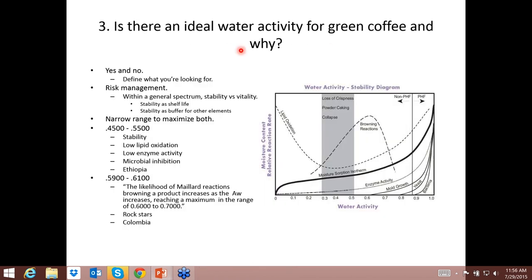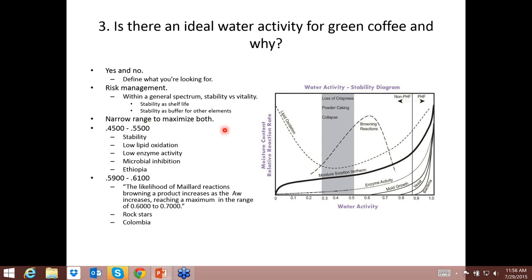Okay, is there an ideal water activity for green coffee and why? Well, we've already spoken about this some. We have yes and we have no. It depends on what you're looking for. If you're looking for long-term stability, based on our data, what I'm saying to my bosses is yes. We want to be down in this range, 0.45 to 0.55. And this is a Decagon chart here, which describes all of the things that happen at different water activity levels. These are things that you can test and confirm results. Kind of handy in the coffee world. It doesn't show up like that all that frequently.